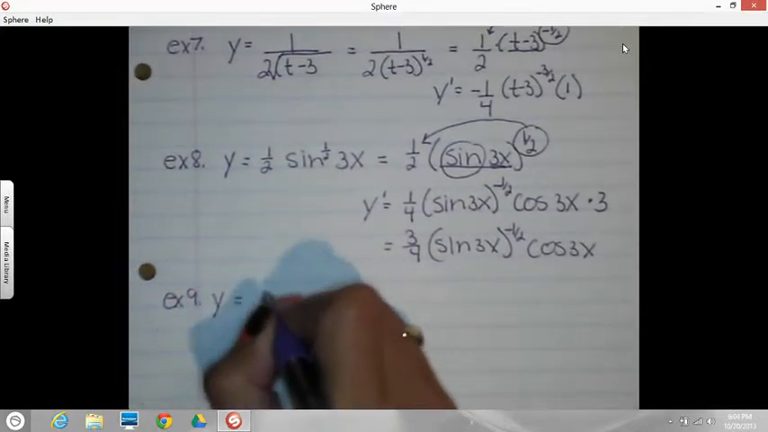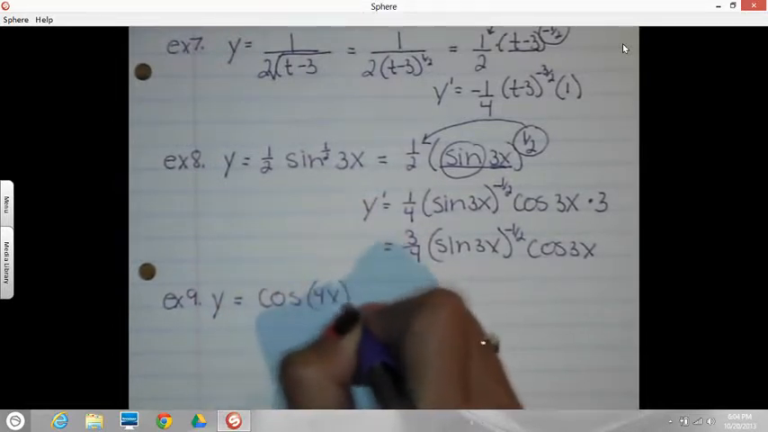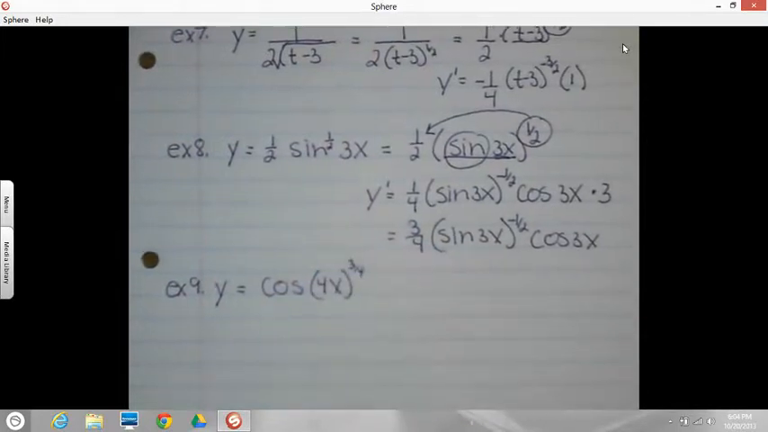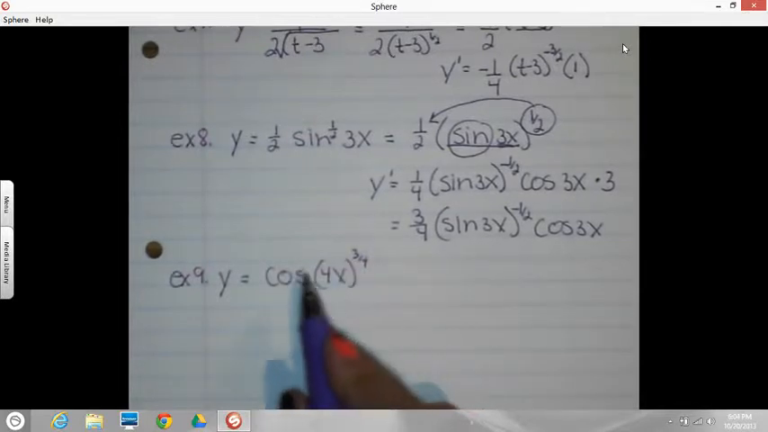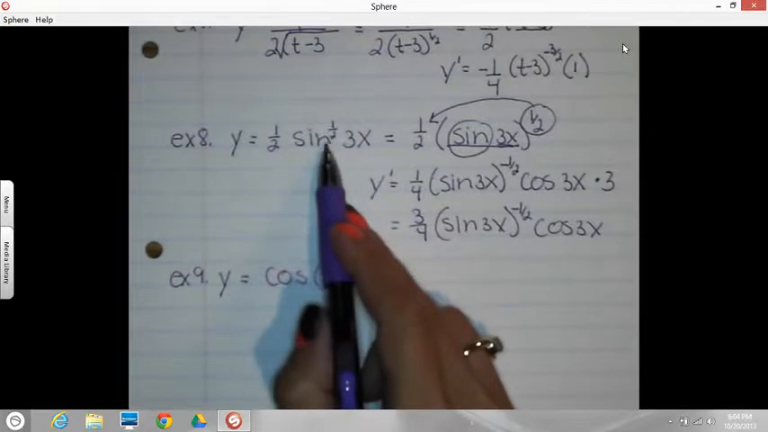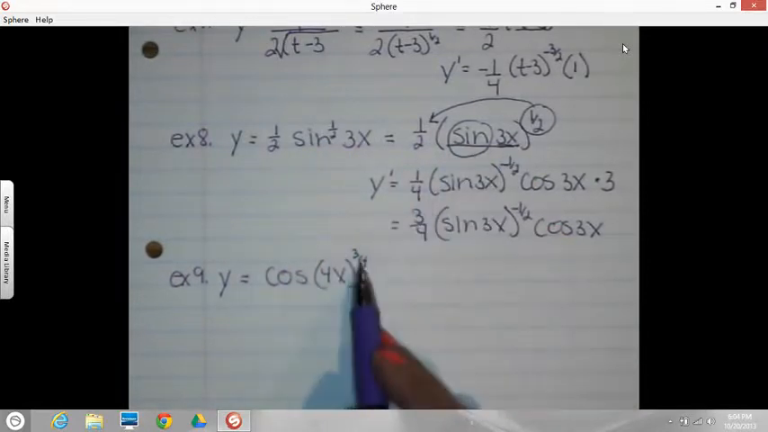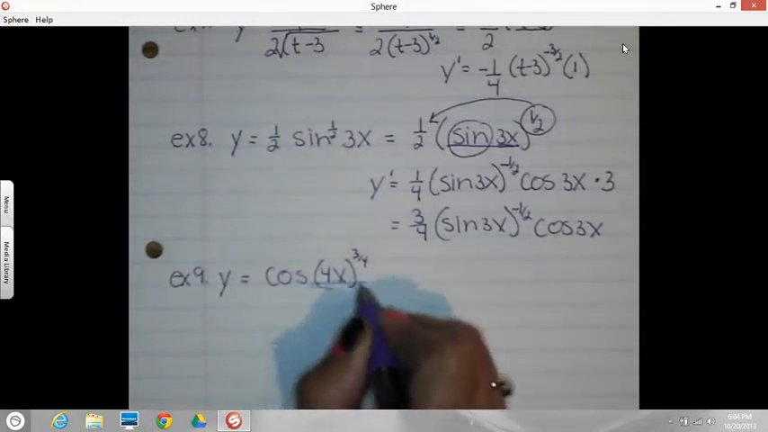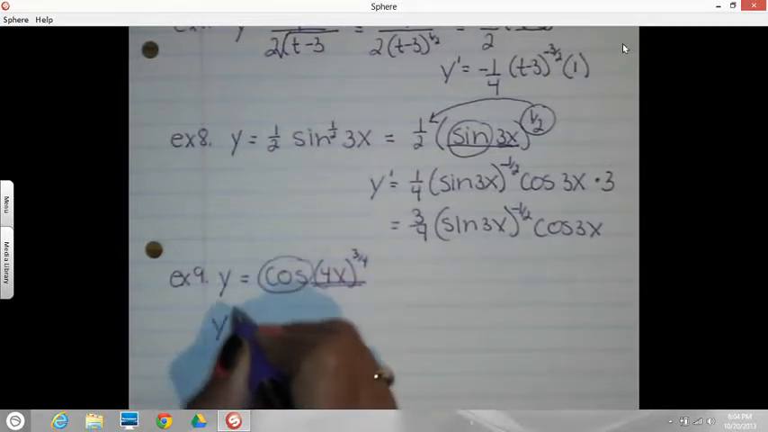How about cosine of 4x to the 3/4. Okay, now with the 3/4 here, this is only on the angle, not the trig function. See the difference here? It's next to the function when it's a set of parentheses around the whole trig function. Here it's just the angle. So this is my inside function. Here's my outside function. So I'm ready for derivative right now.